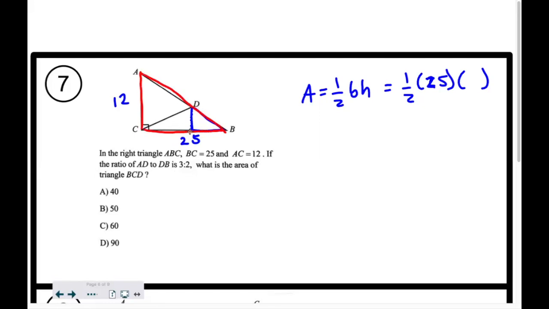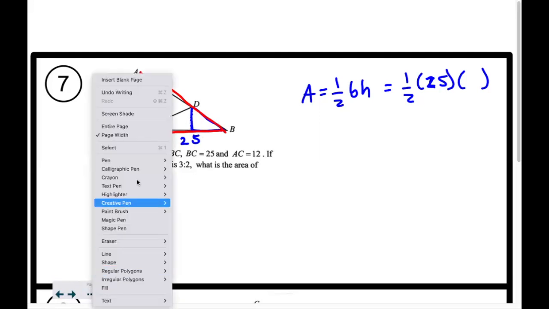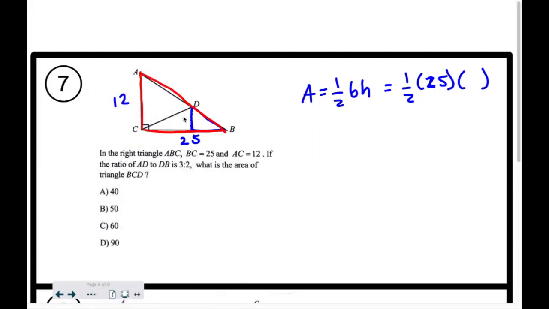All right. And so the thing that I'm looking for is this. This is what I'm going to call H. That is the height that's going to go here. Well, the height goes with this 12. So H over 12 equals. Now, here's the important part. I want BD to BA. Well, I know AD to BD is 3 to 2, right? But I want BD to the whole thing.